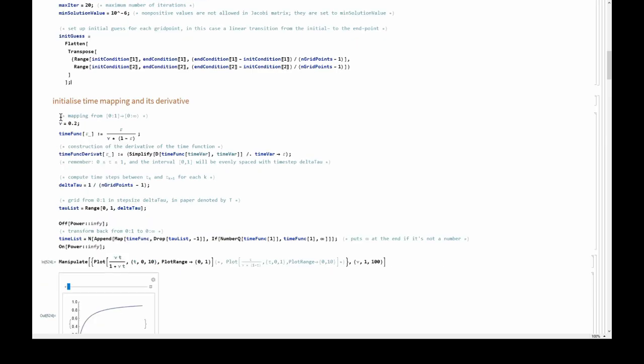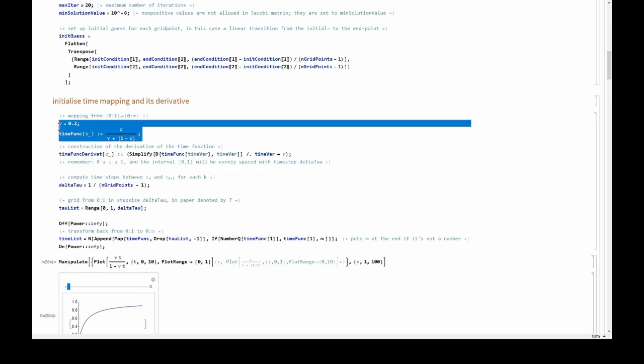Here we set up the time mapping. We said, okay, we have this infinite time horizon, and in order to deal with that, we map it into this interval of 0, 1, and to map it back, we need the inverse of the function we had on the slides.